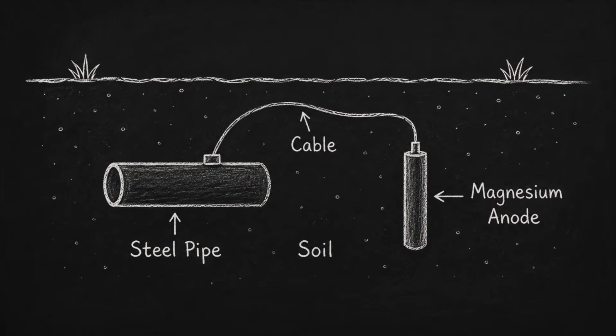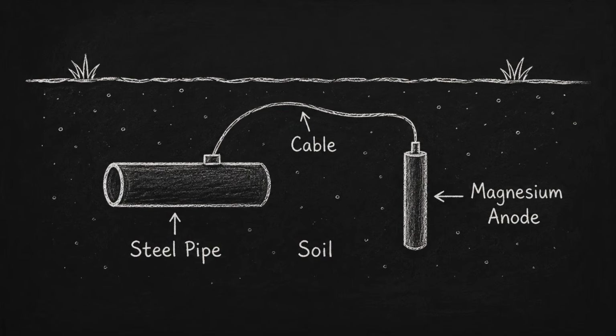Imagine a buried steel pipeline. A magnesium anode is buried near the pipe. A cable connects the magnesium anode to the pipe. Because magnesium is more active than steel, it naturally sends current to the steel. No external power supply is needed. The magnesium slowly corrodes. The pipe receives protective current, and the pipe is protected.